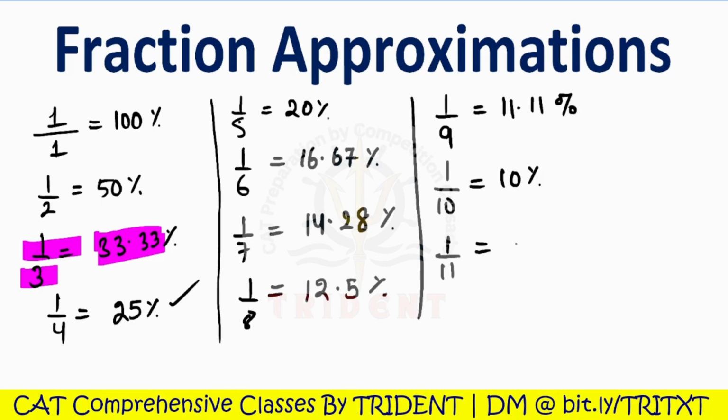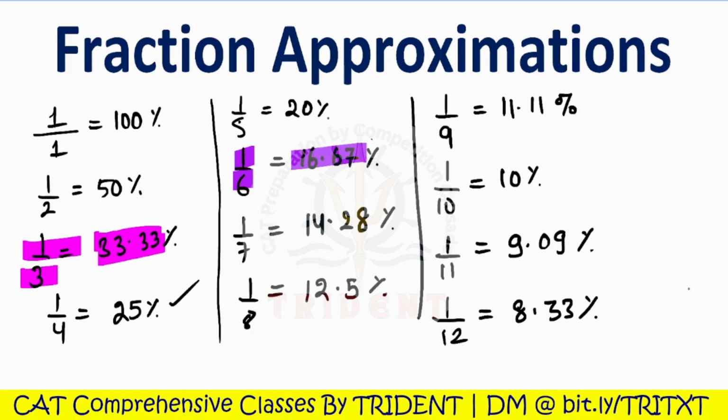1 by 11 is 9.09%. 1 by 12 is also not going to be a problem, because if I know 1 by 6, let's say this number, 1 by 6, which is 16.66666, 1 by 12 is just going to be half of that. Half of 16.666 will be 8.333333, or you can write 8.34 also. Both of them are accepted.